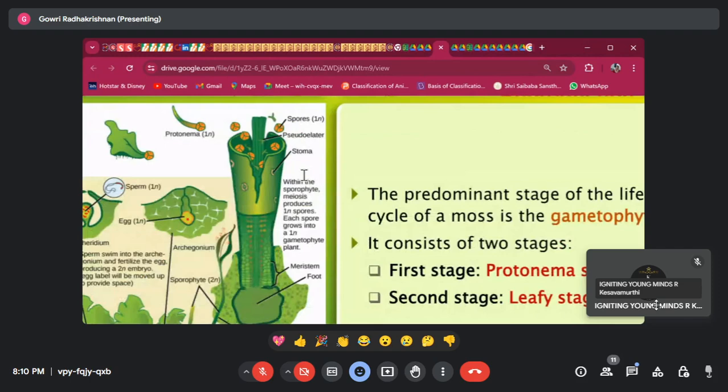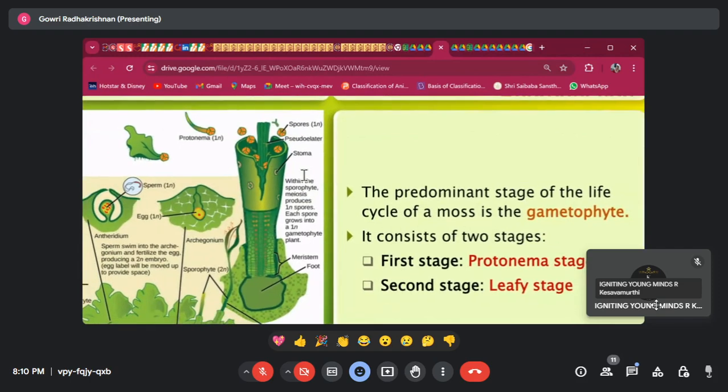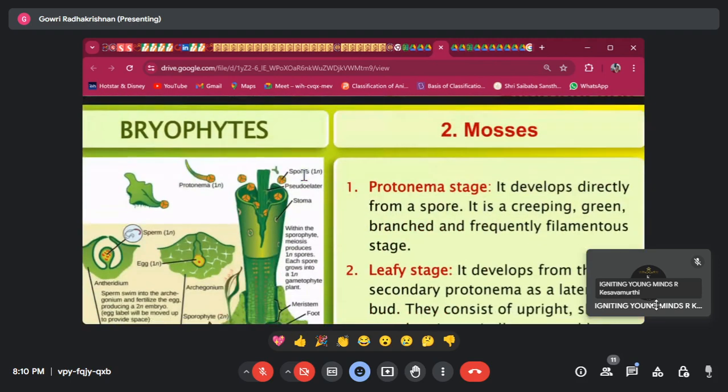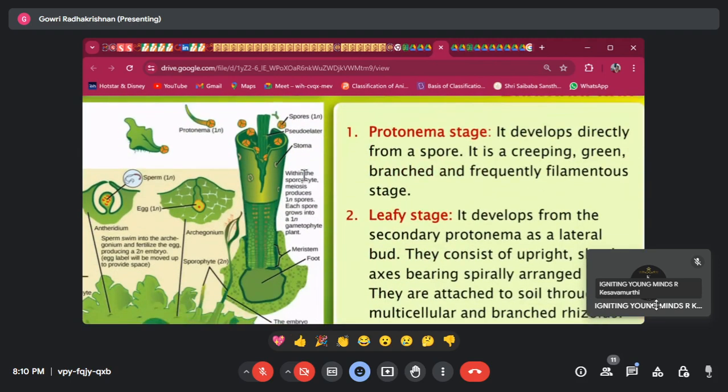Now mosses. The predominant stage of the life cycle of mosses is gametophyte. It consists of two stages. First stage is protonema stage and the second stage is leafy stage. The protonema stage develops directly from a spore. It is a creeping, green, branched, and frequently filamentous stage.